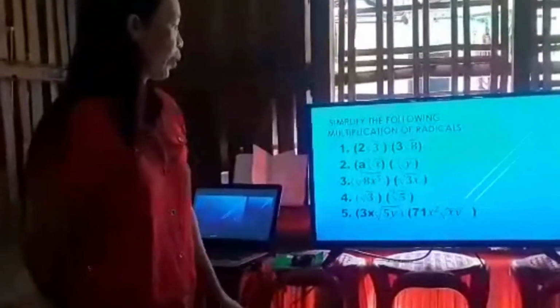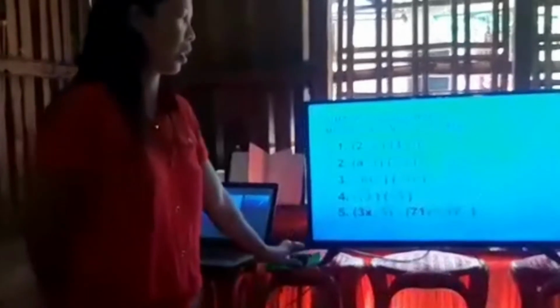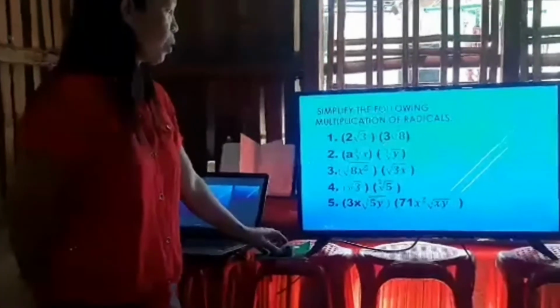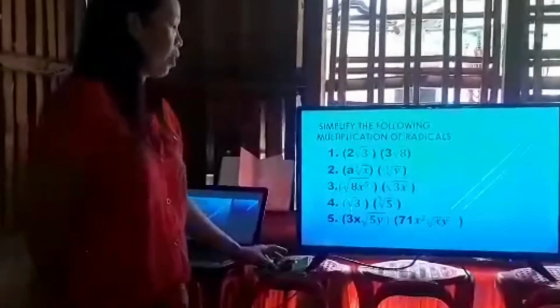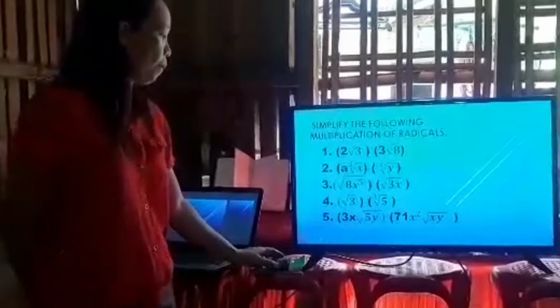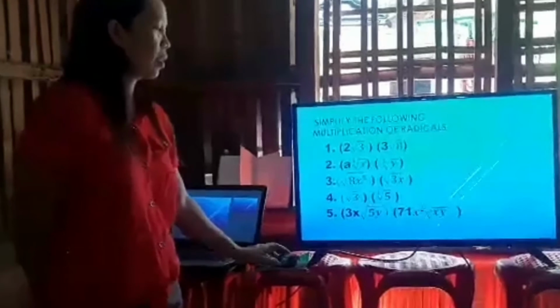So number 1, 2 times the cube root of 3 times 3 times the square root of 8. Number 2, the cube root of x times the cube root of y. Number 3, the square root of x to the exponent 5 times the square root of 3x. Number 4, the square root of 3 times the cube root of 5. Number 5, 3x times the square root of 5y times 7x squared times the square root of xy.